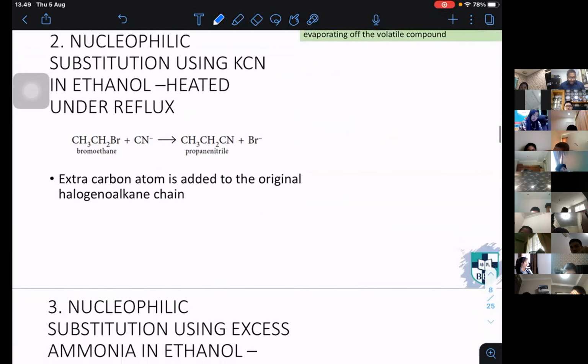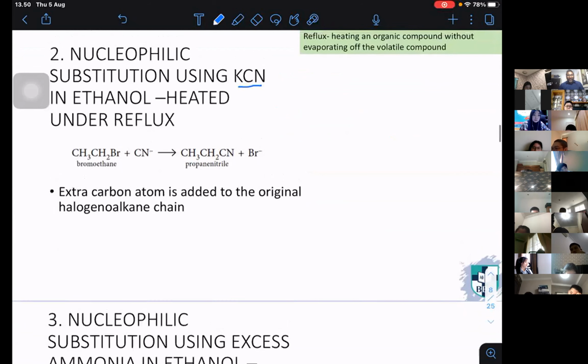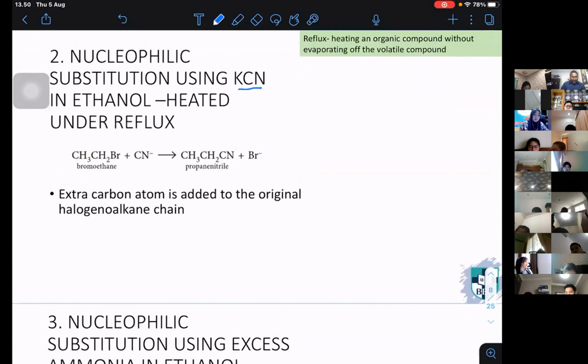For the second part, nucleophilic substitution, but now I'm going to use KCN. Similar, heated under reflux, but the addition is going to be ethanol. Just now, I don't use ethanol, but this one, I need to use ethanol, heated under reflux. And if you don't know what is reflux, I still put it over there.